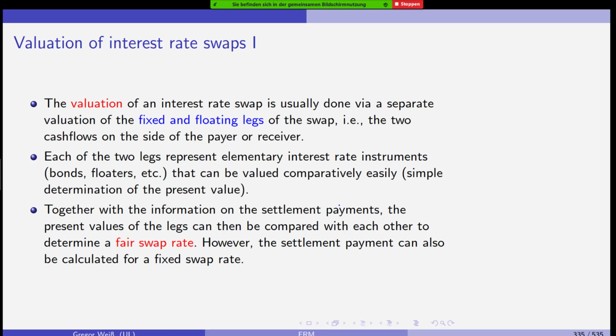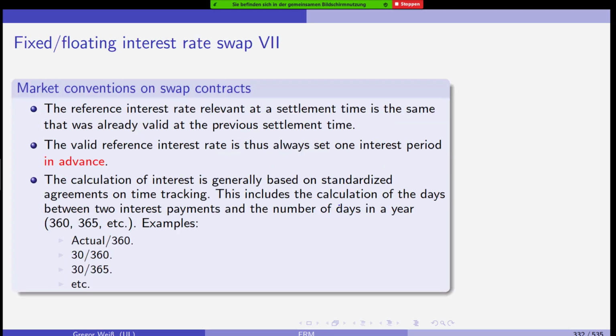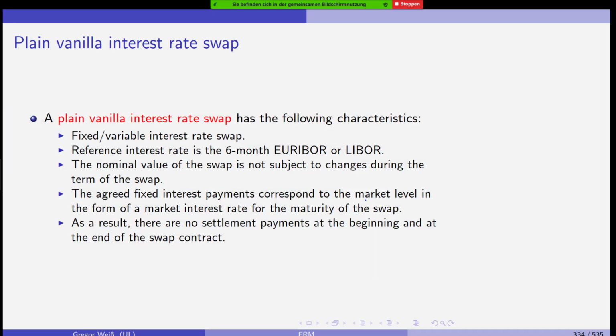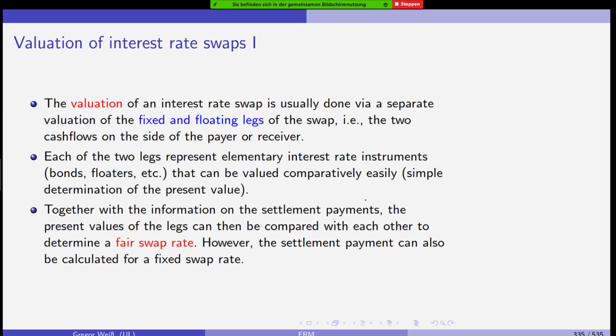Okay. Now, the valuation of an interest rate swap is usually done via a separate valuation of the fixed and floating legs of the swap. That is, the two cash flows on the side of the payer or receiver. We've already seen this on this slide here. Money market investment plus fixed interest investment and vice versa for the other side. Again, it's a zero-sum game. Every euro one side earns, the other side has to lose.